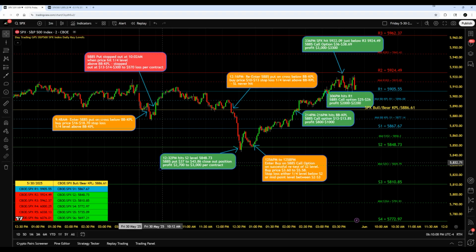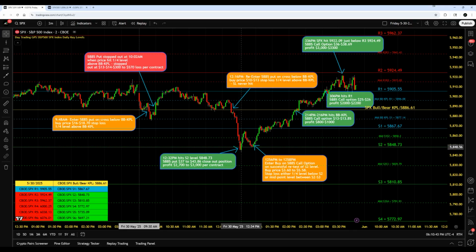The 58.85 put was $37 to $43.86 during this time. Close out the position. The profit here, depending on what your buy price was and your exit price, would have been somewhere between $2,700 to $3,000 per contract. Now we did get this ricochet move back up off of S2. However, we just closed out this put contract, so I'm not really looking to jump back into calls right after this.